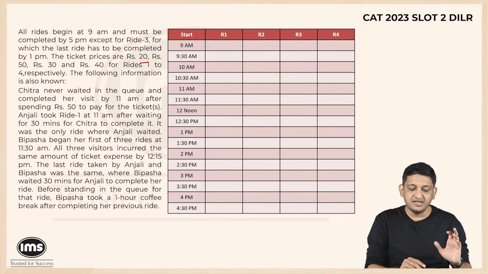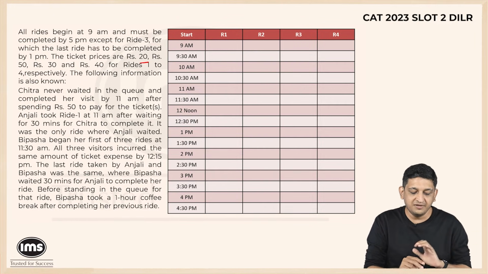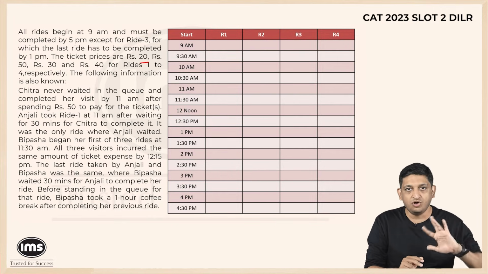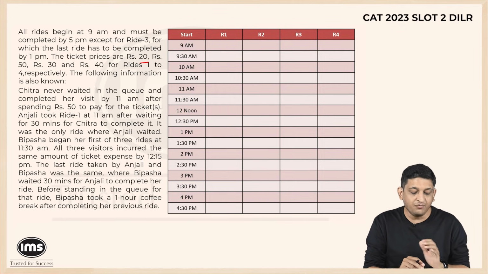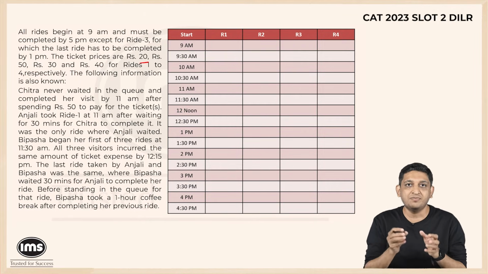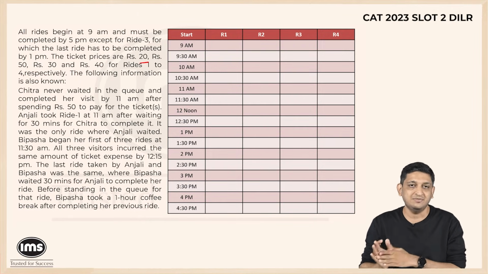We also know that Chitra never waited in the queue and completed her visit by 11 a.m. after spending 50 rupees to pay for the ticket or tickets, we don't know, right? That's what we know, and she paid 50 rupees for either one ticket or two tickets depending on the number of rides she would have taken. Anjali took ride 1 at 11 a.m. That is something that you can properly interpret and place in this entire setup that we have here.